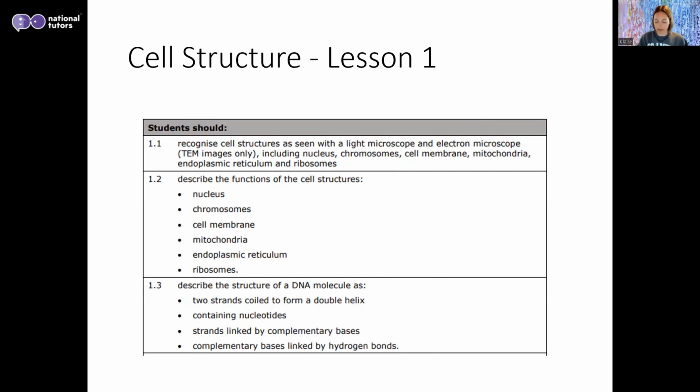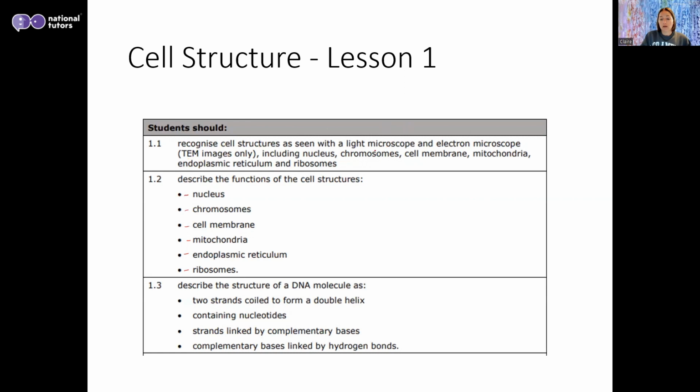Worksheet or document. Awesome. So lesson one is all about cell structure. What you need to be able to do is, first of all, know all of the cell structures. Oh, let me find my pen. So we are going to go through a typical animal cell, and we are going to look at what a nucleus is, chromosomes, cell membrane, mitochondria, endoplasmic reticulum, and ribosomes. Okay, so we're going to look at those.